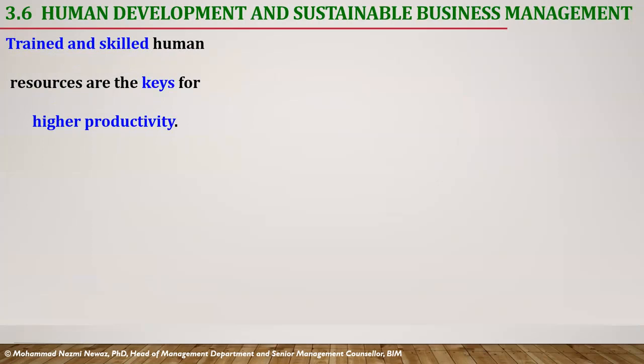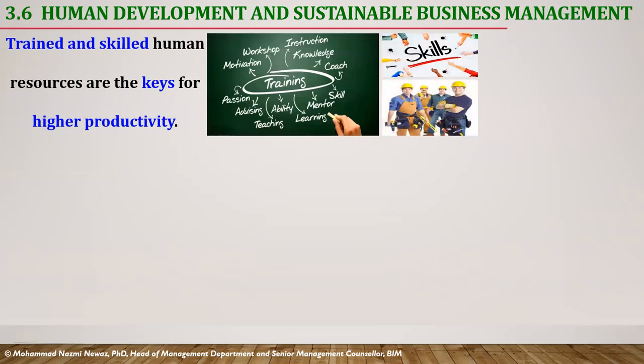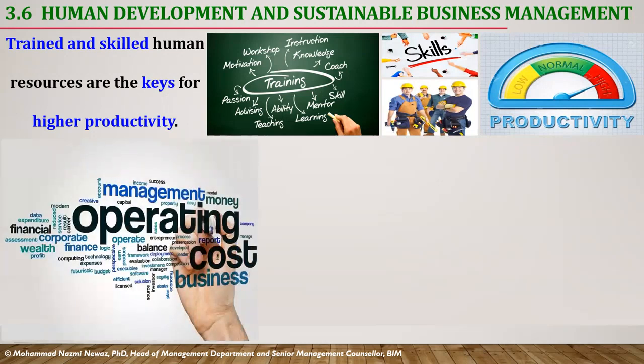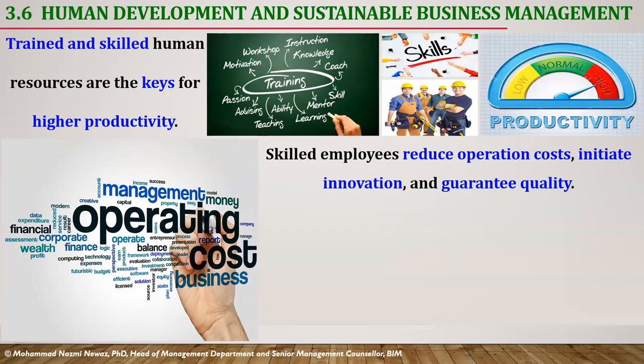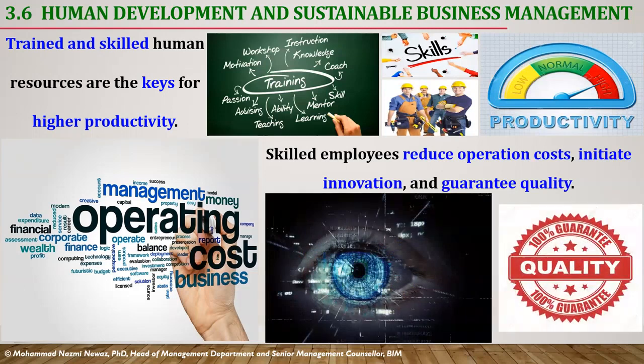Humans are the main driver, and trained and skilled human resources are the key to higher productivity. Through training and with skilled people, it is proven that they can reduce the operating cost, they can initiate innovative activities, and they can guarantee the quality of their actions and outputs. As a whole, if you have these skilled people in your organization, you get the advantage to meet sustainability.